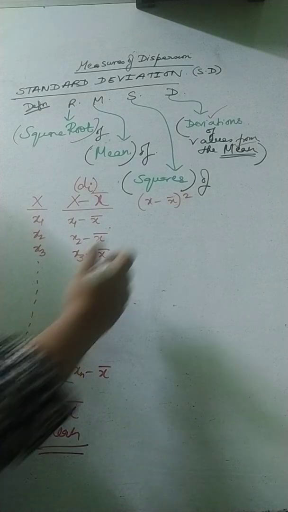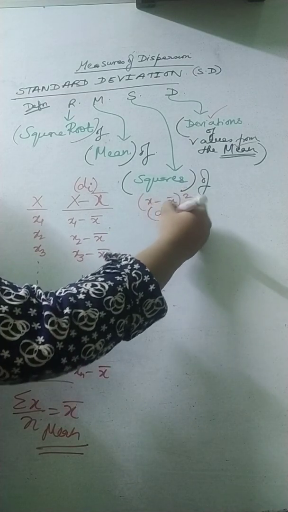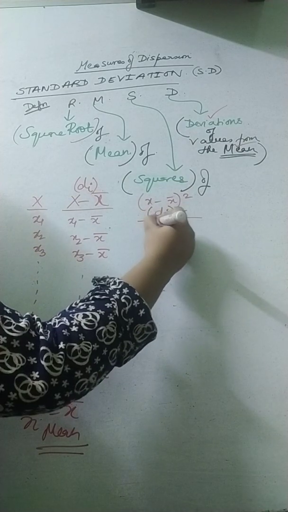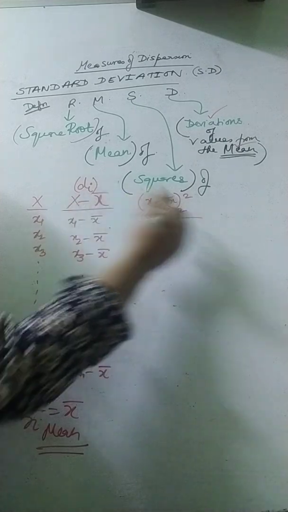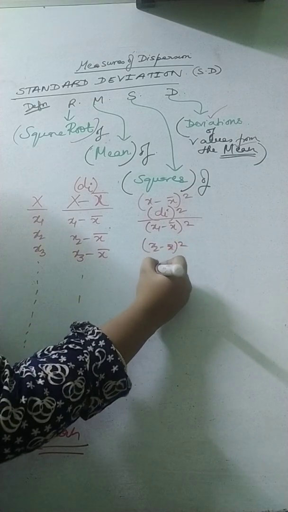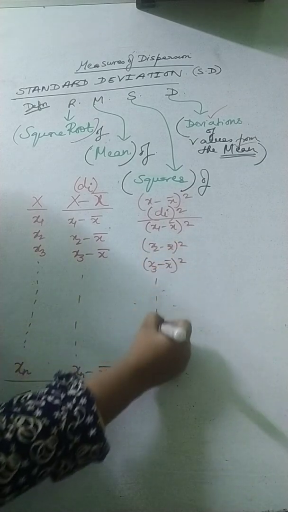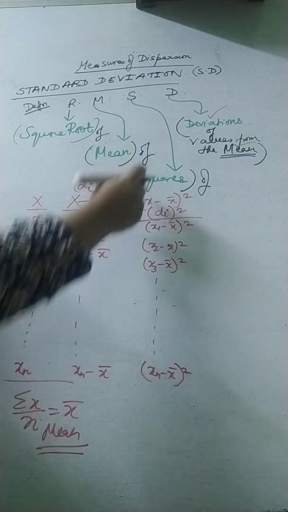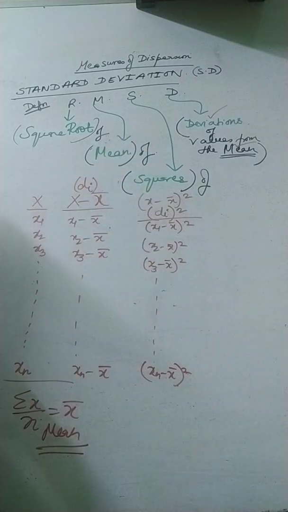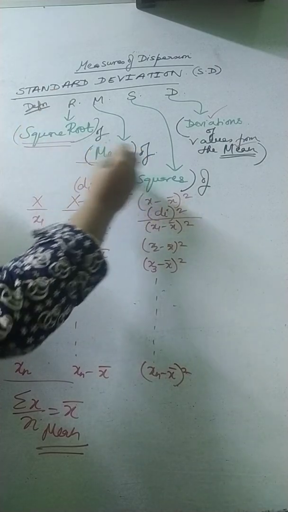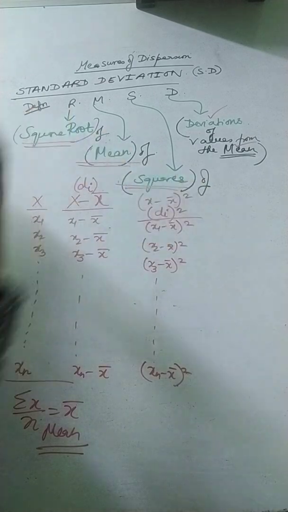So we have to consider squares of the deviations of the values from the respective means. In other words, we have to consider di square, that is whatever we got here, square of that, x2 minus x bar square, x3 minus x bar square, dot dot dot, up to xn minus x bar square. This gives me the squares of the deviations of the values from the mean. Now, according to this definition, what do I have now? I have to find out the square root of the mean of these squares of deviations that I have obtained.